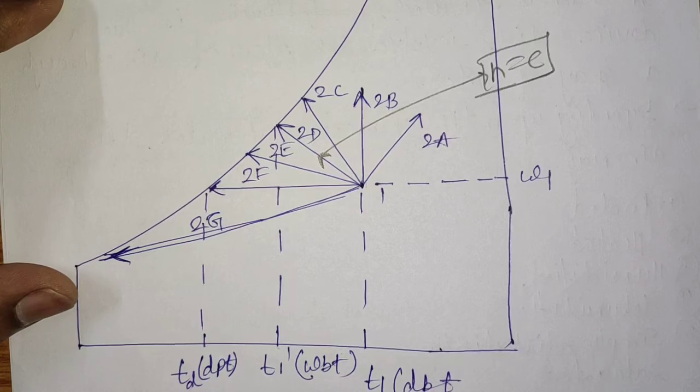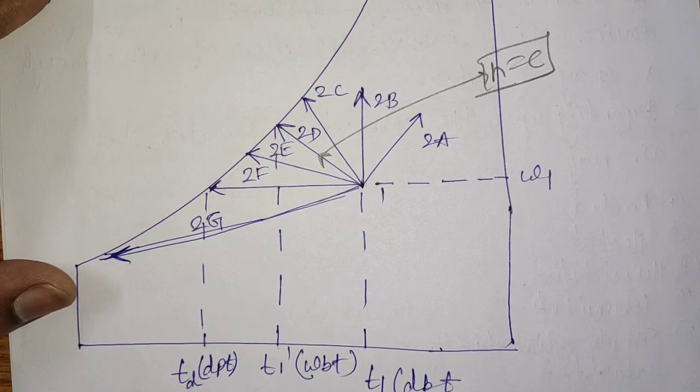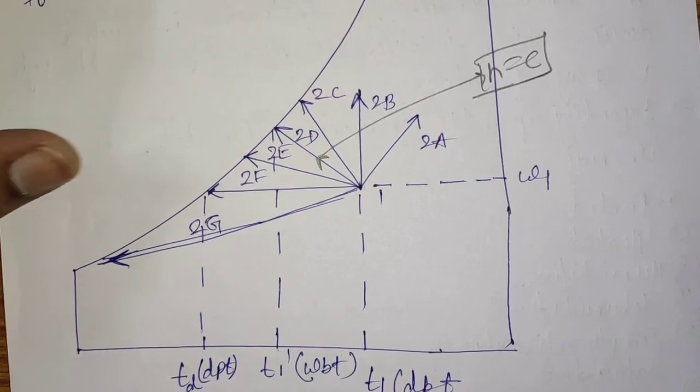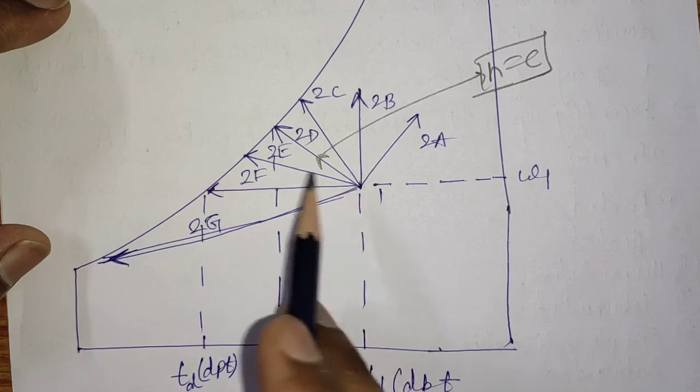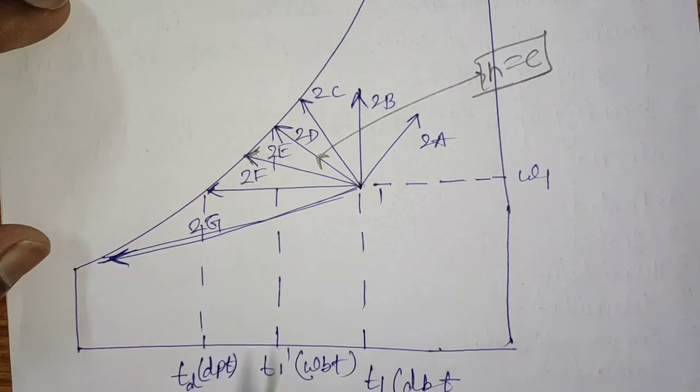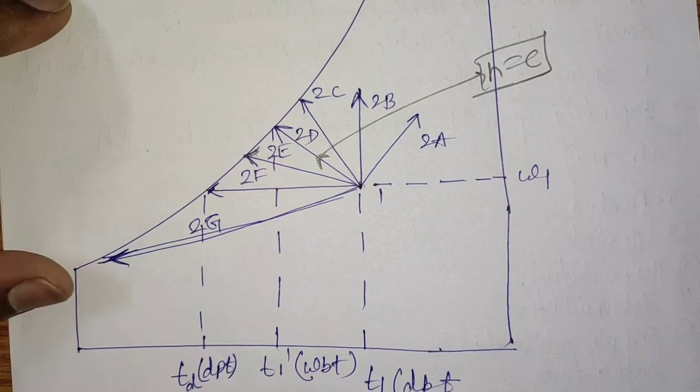The next process is 1 to 2E. During this process, the temperature of the water will be lesser than the wet bulb temperature of the air, but it will be higher than the dew point temperature. In that case, the process 1 to 2E will take place. This is a cooling and humidification process, but during this process enthalpy will reduce.